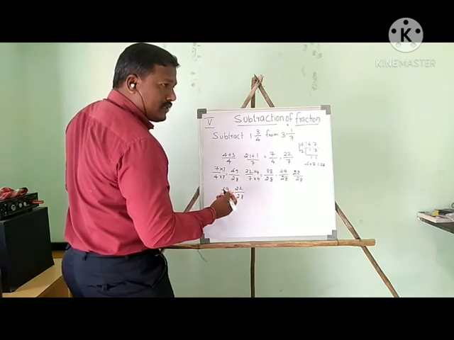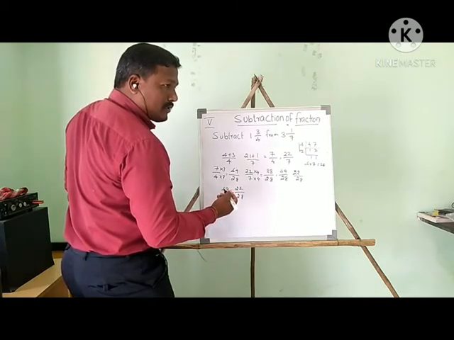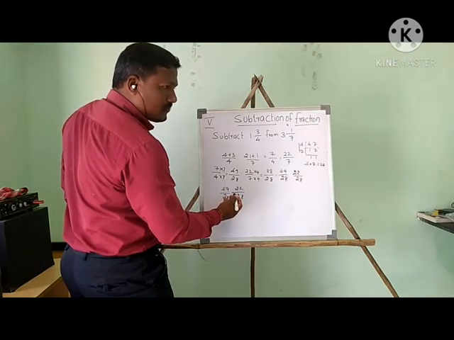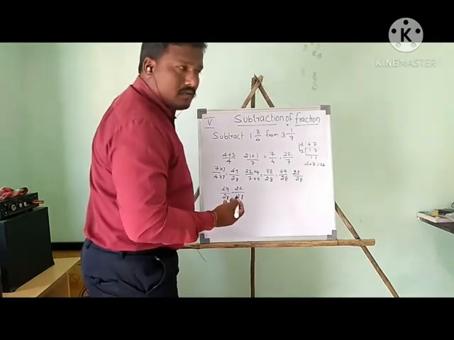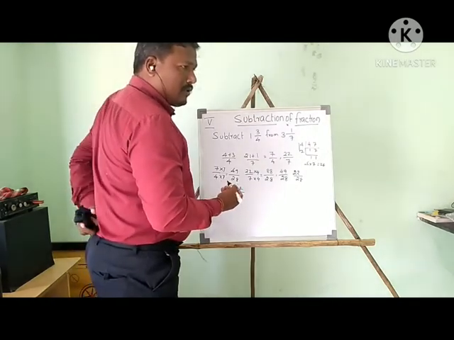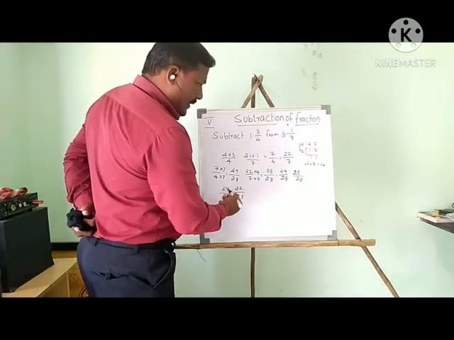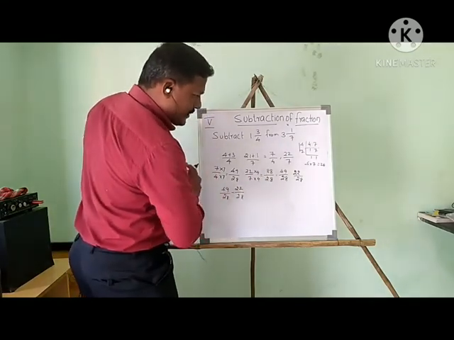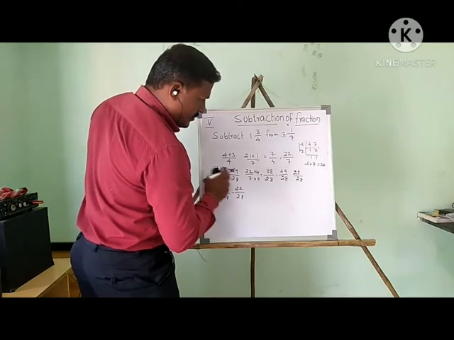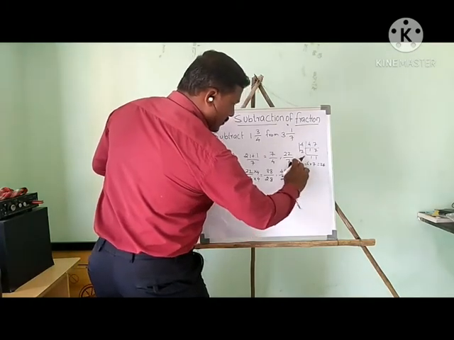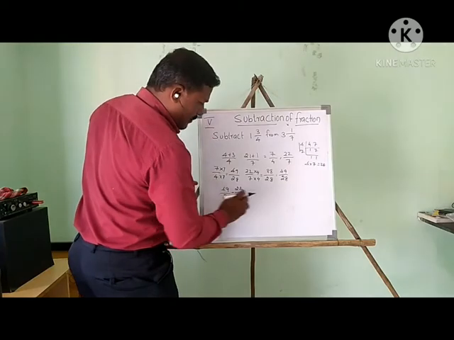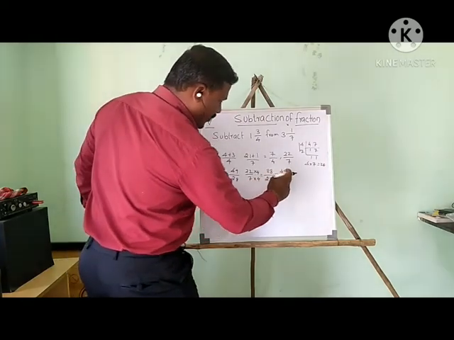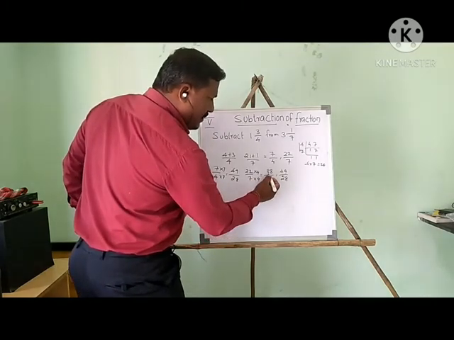What is the answer? 39. Sorry, 49 not, 88. Sorry, here I made a mistake. Sorry. 88 and 49. Okay. So 88 is a big number.